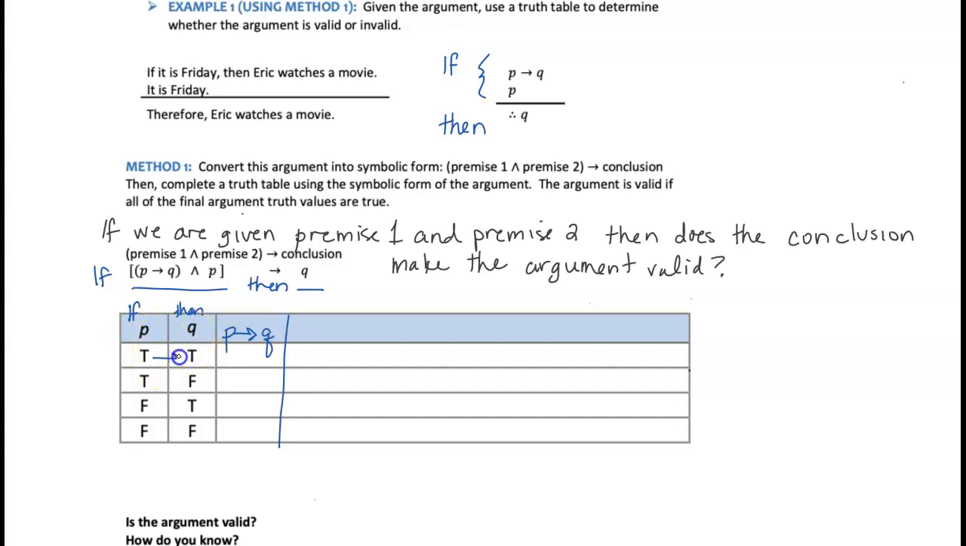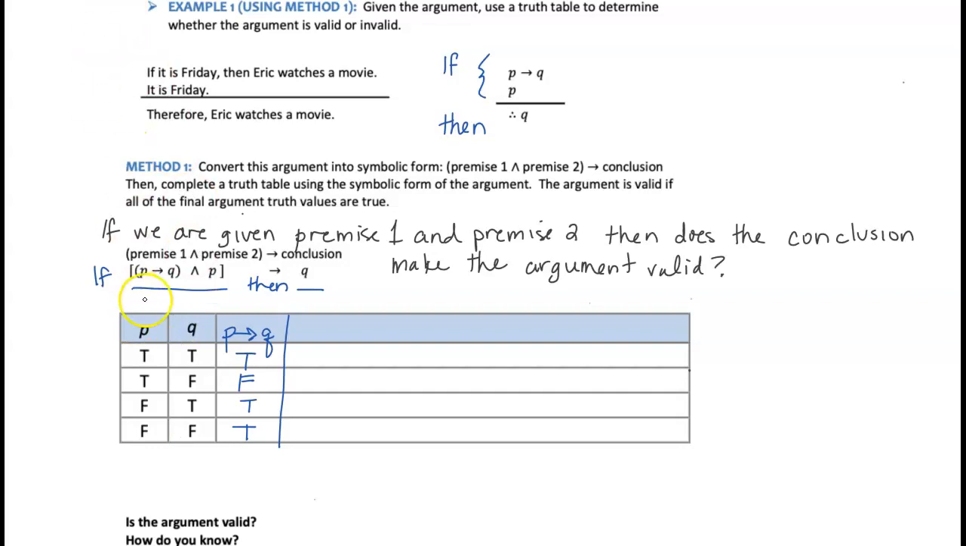So true implies true would be true. True implies false is the one conditional that gives us a false result. False implies true would be true, and false implies false would also be true.